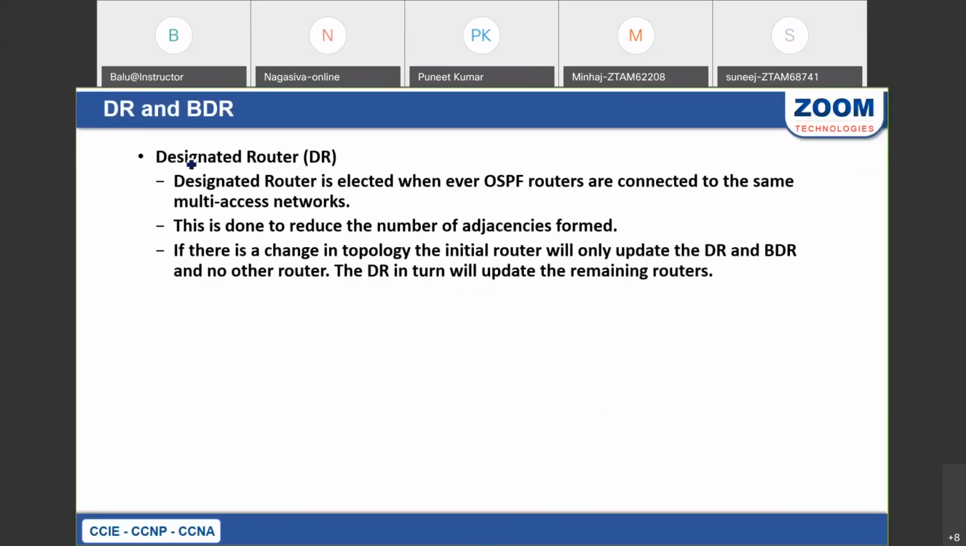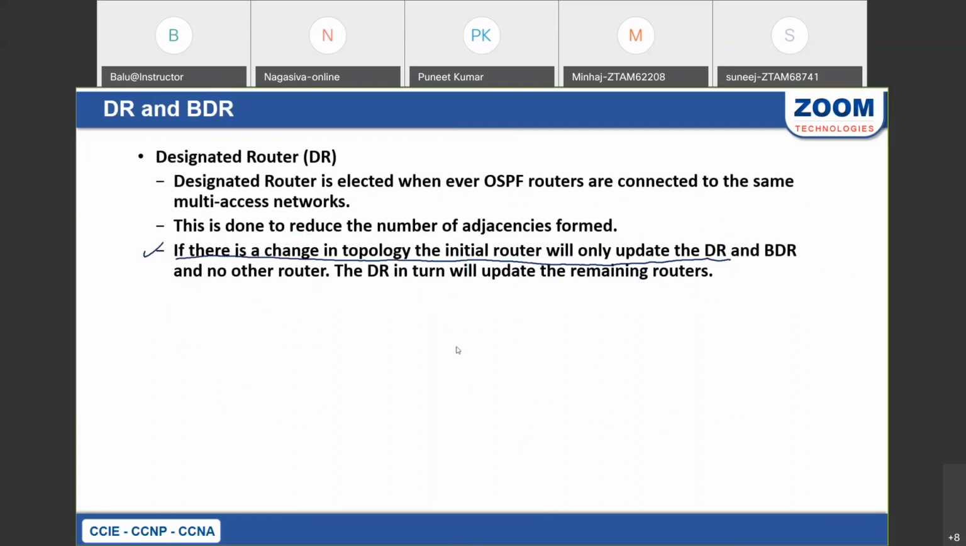A designated router is elected when OSPF routers are connected to the same multi-access network. This is done for what purpose, guys? To reduce the number of adjacencies being formed. If there is a change in topology, the initial router will update only the DR and BDR and no other routers, right? The DR will then update the remaining routers. What is the last point? If there is a change in topology, the initial router will only update which router?